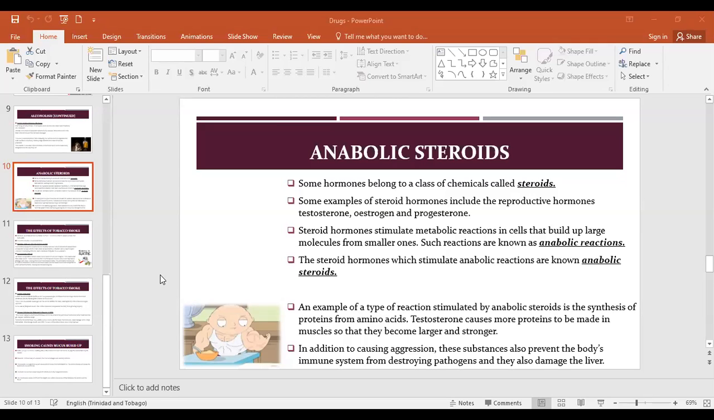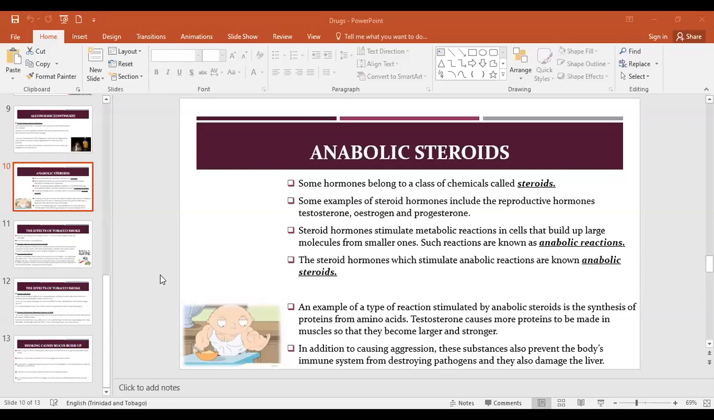They won't look like a dainty lady. They will develop more muscular structure and definition. Even men as well. But you have steroid hormones which stimulate these anabolic reactions, and those are called anabolic steroids.